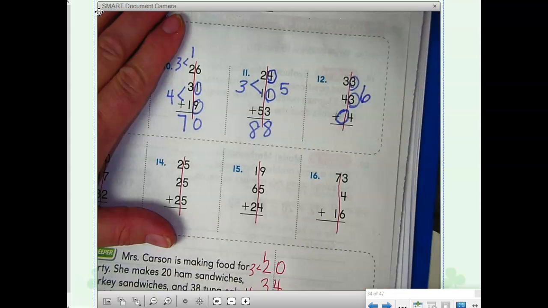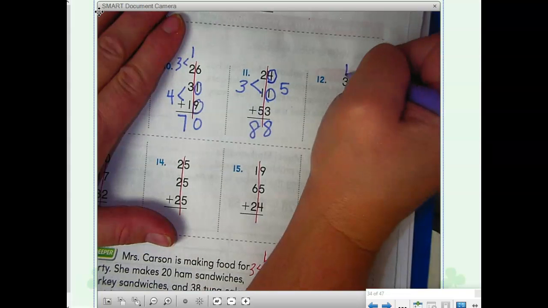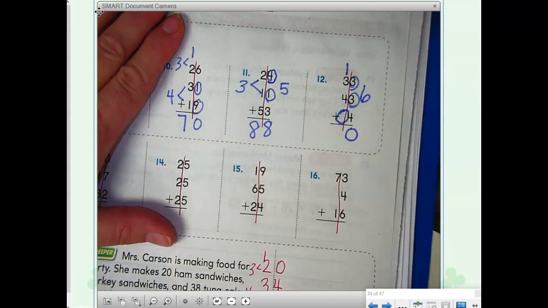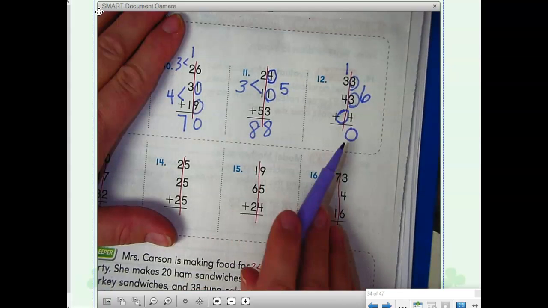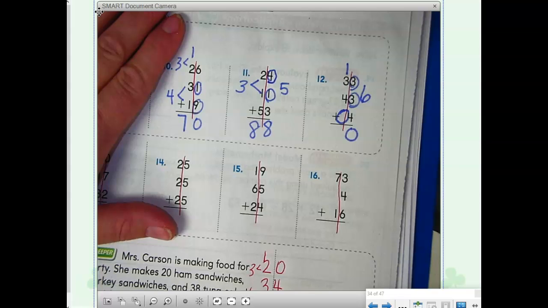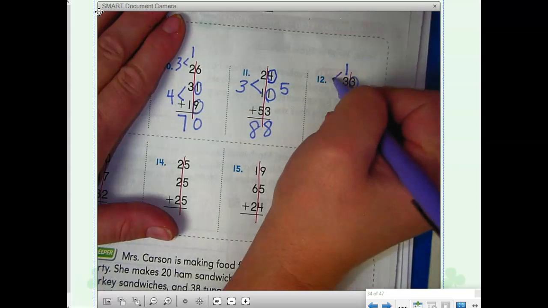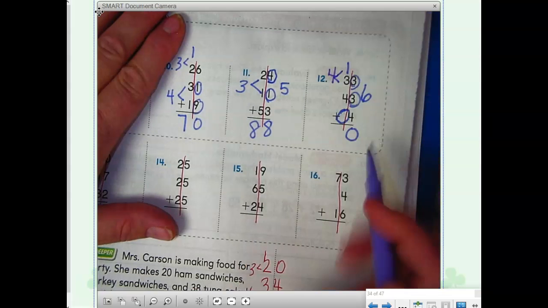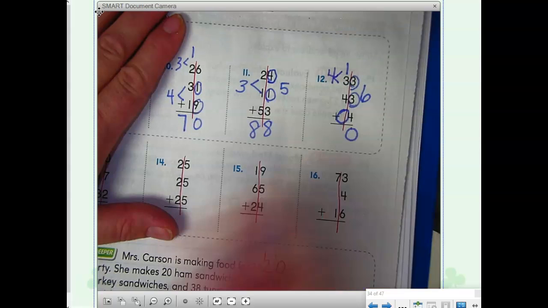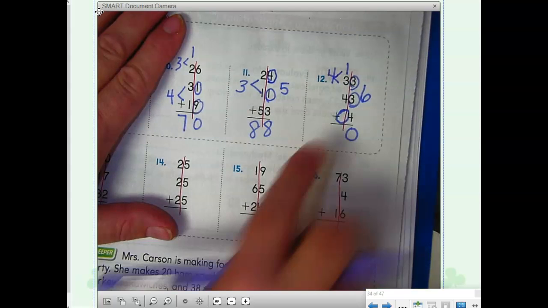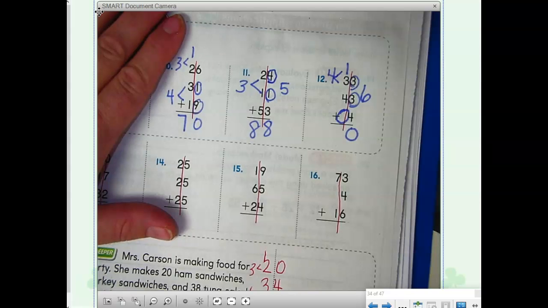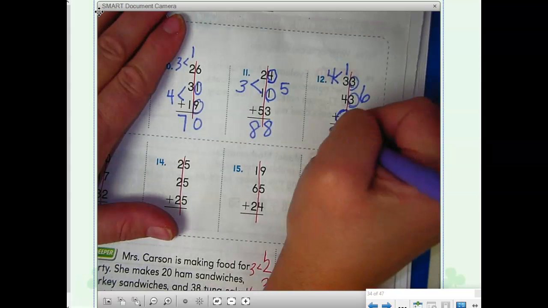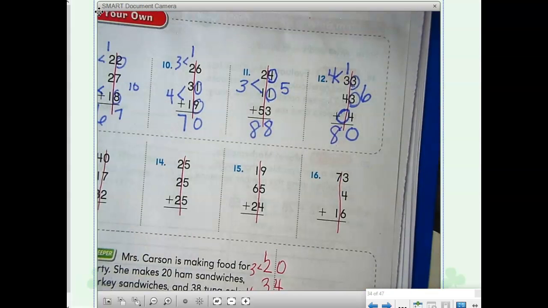What's 6 plus 4? 6 plus 4 is 10. That is one group of 10 and 0 ones. 1 ten, 0 ones. Now I can add. 1 plus 3 equals 4. 4 plus 4 is 8. Now remember that 0? 0 doesn't make a difference, so 8. Our answer is 80.